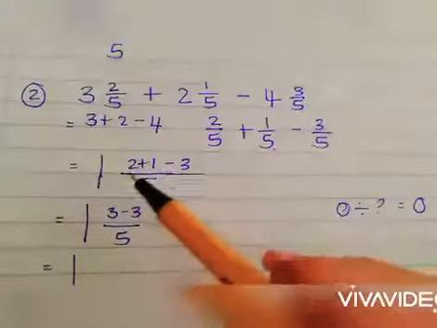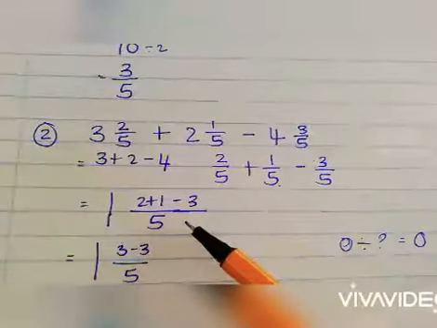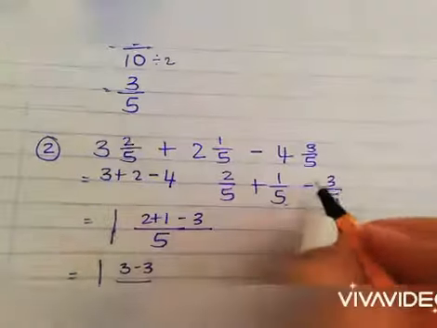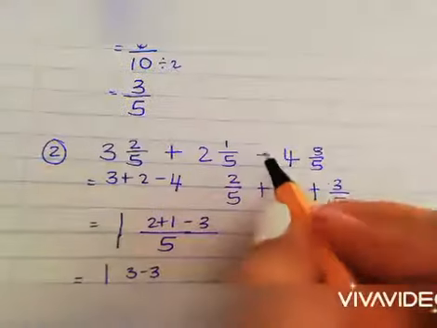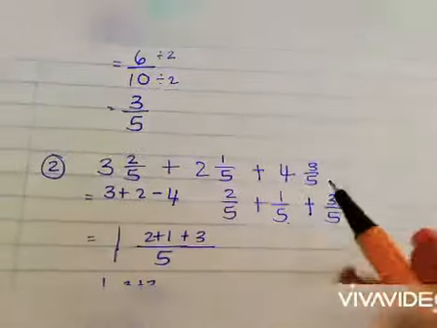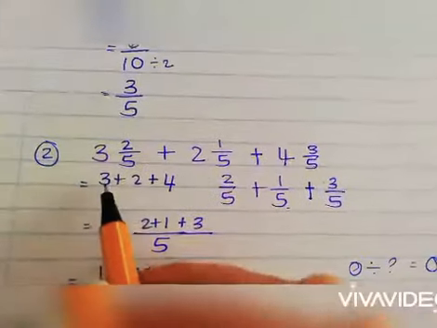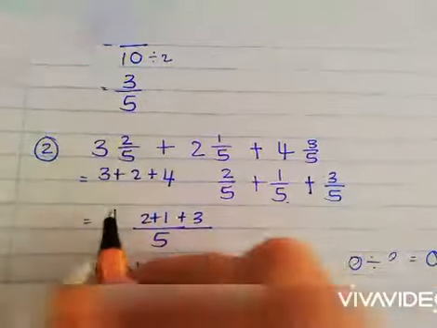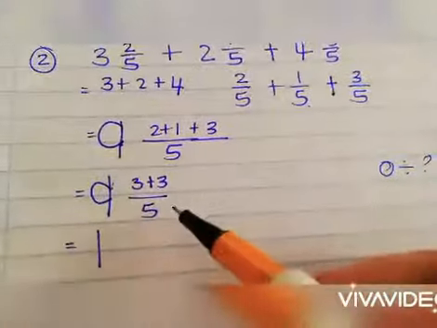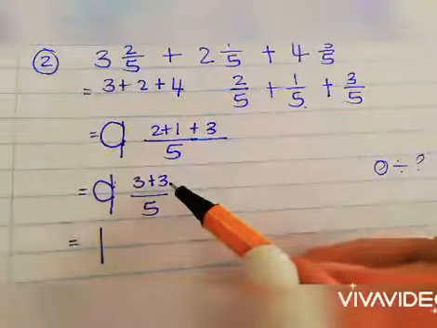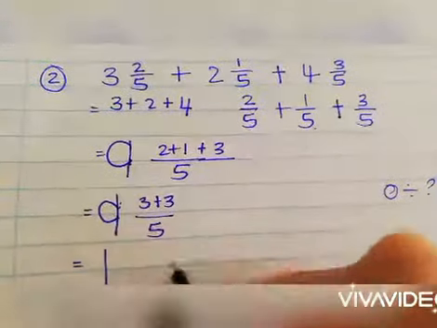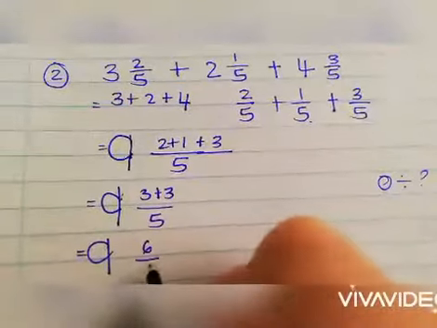The same as if you have something like this and it is bigger, just remember you just need to add. So say for instance it was a plus here. If it was a plus there, then let's just change all of these to a plus. So 3 plus 2 is 5, 5 plus 4 is 9. So that's going to become 9 and 9. Then for the fractions, 2 plus 1 is 3. 3 plus 3 gives me 6. So it's now going to be 9 and 6 over 5.